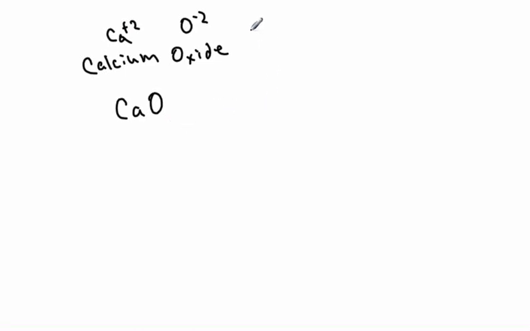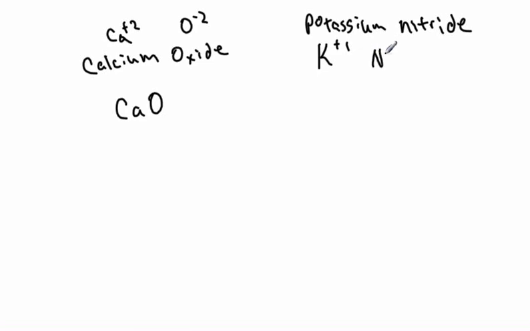No subscripts. Another one we could do would be potassium nitride. Look, potassium's plus 1, nitride is negative 3. We crisscross the charges, so we get K3N, potassium nitride. Then we can switch to a type 2.